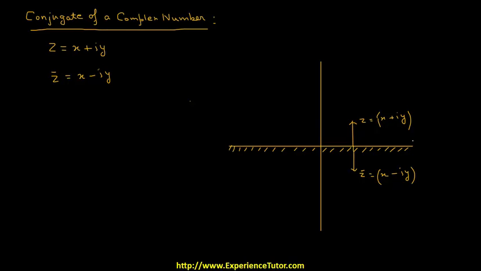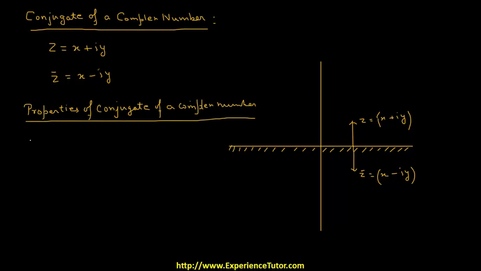And properties of conjugate of a complex number. So let us see the properties of conjugates. So first property, conjugate of a conjugate complex number is the complex number itself. Second property, modulus of a complex number is equal to modulus of its conjugate.